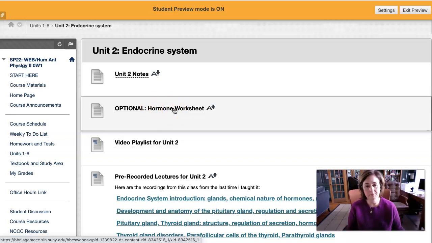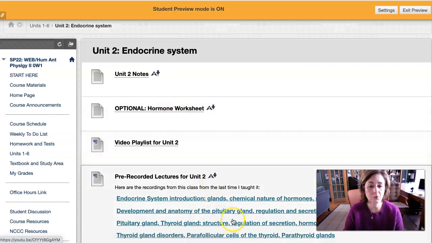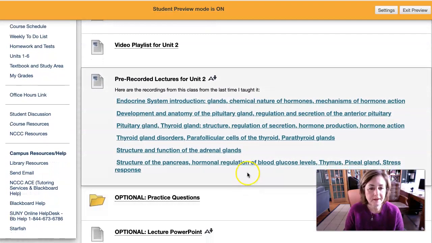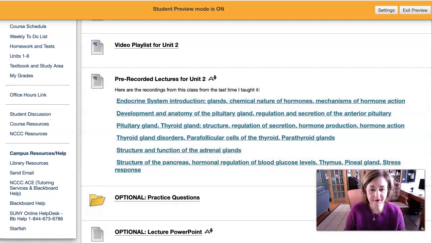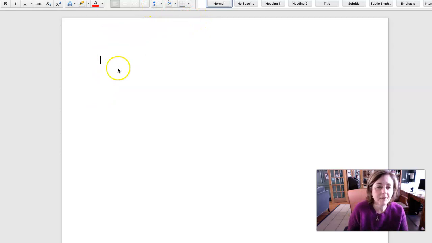I don't have a template for flashcards. I just have this worksheet because I think that's going to summarize this unit really well. So I would recommend that you print that and take a look at that. I would also recommend, and I have this in the week too, that you take a look at the lecture on the structure and function of the adrenal glands. That's the hardest gland that we cover in this unit, so it might be worth looking at that video.